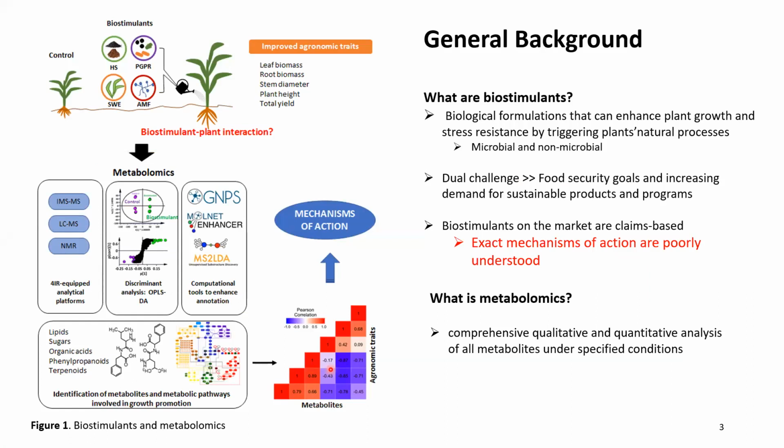To contextualize the study, I would first like to introduce you to biostimulants and metabolomics. Biostimulants are biological formulations that can enhance plant growth and stress resistance by triggering plants' natural processes. They can be categorized into two, which are microbial biostimulants and non-microbial biostimulants. The non-microbial include examples such as humic acids or humic substances and seaweed extract, and microbial biostimulants include PGPRs, which is the focus of the study, as well as fungi.